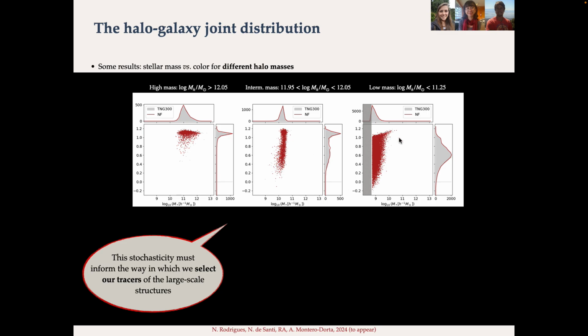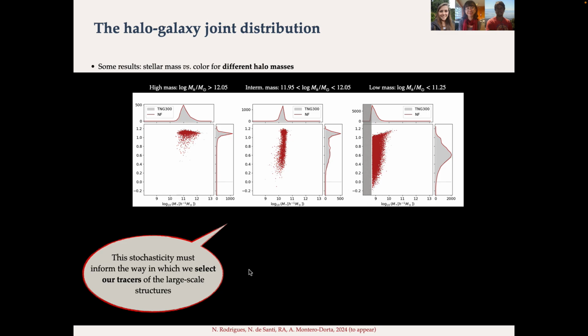Now, if we keep doing this and we go all the way to the lowest mass halos, where you would think that they are populated by blue, less massive galaxies, you still find that there's a huge scatter. In fact, in color, it's absolutely huge scatter. Some of these could even be classified as red. Some of these are blue. But anyway, this is the scatter that we find.